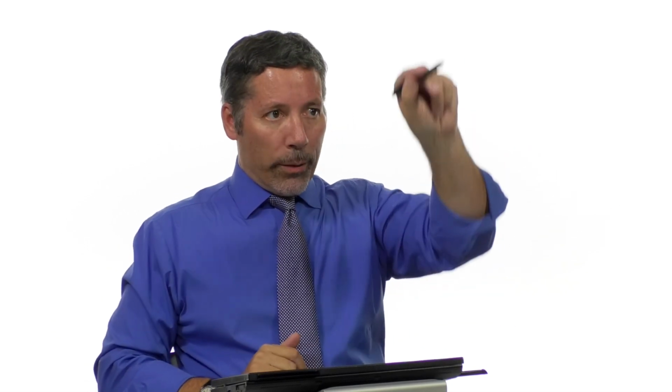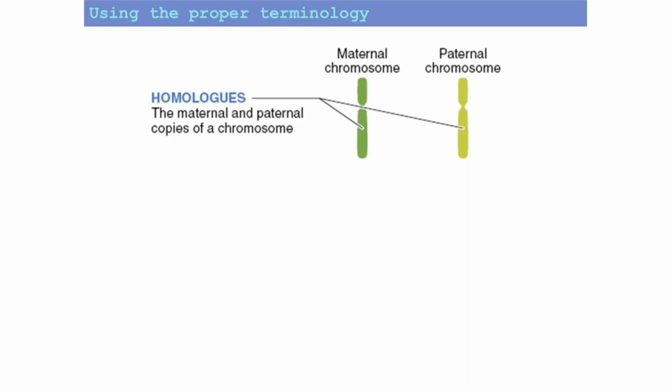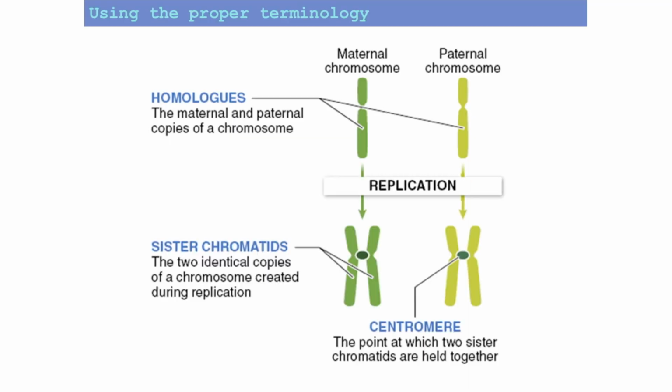We will refer to homologs. That is for any given chromosome number that has all the same genes at each position or locus. You have a maternal version and a paternal version. So they are called the homologs, or a homologous pair of chromosomes. After replication, that's the duplication of the genetic material, we call them sister chromatids, and they're joined by the centromere.